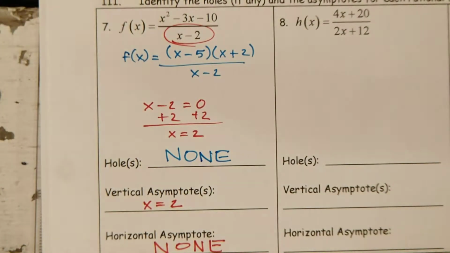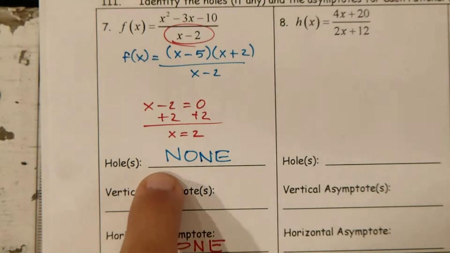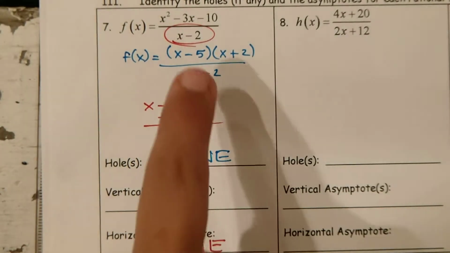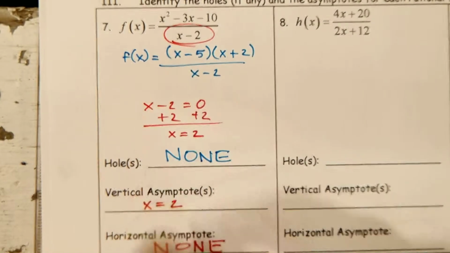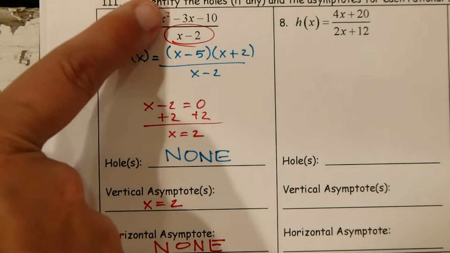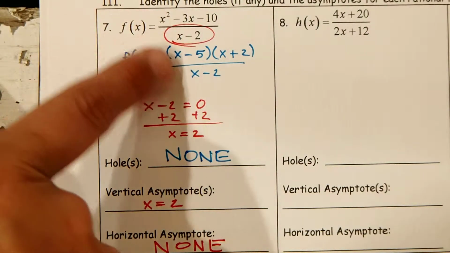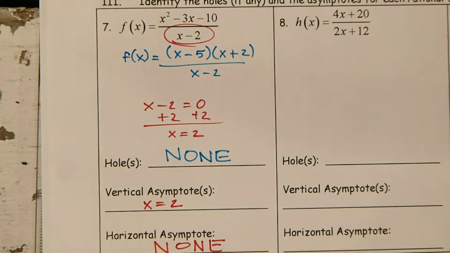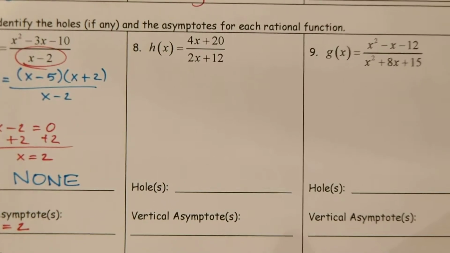here. So in this case, no holes because nothing reduced. Vertical asymptote at x equals 2 because that's where the denominator is equal to 0. And the horizontal asymptote is none because the numerator has a higher power than the denominator. This is the rule for horizontal asymptotes. Okay, next example, number 8.